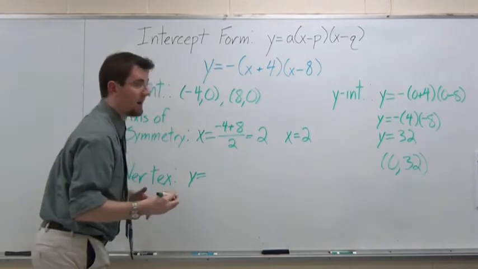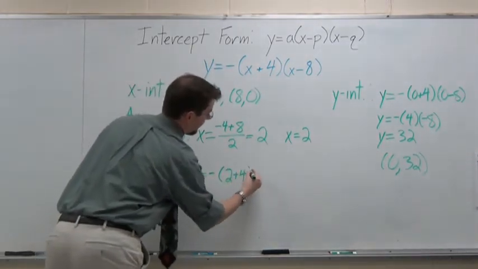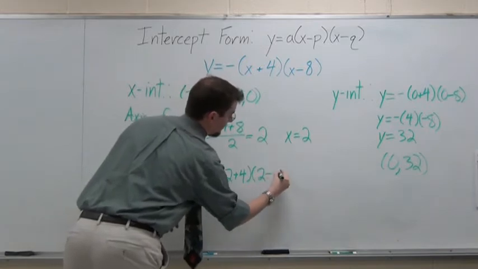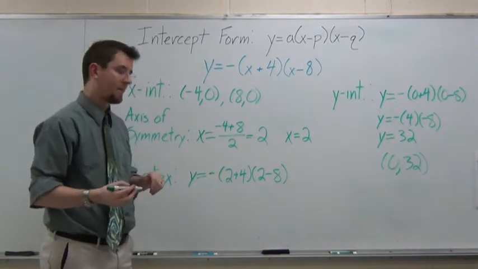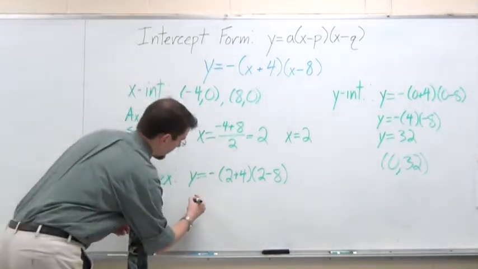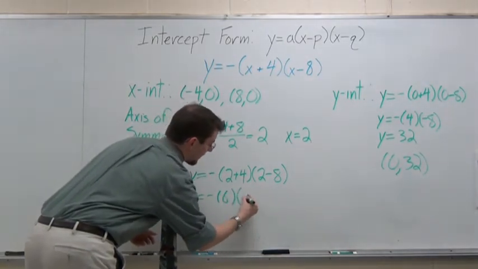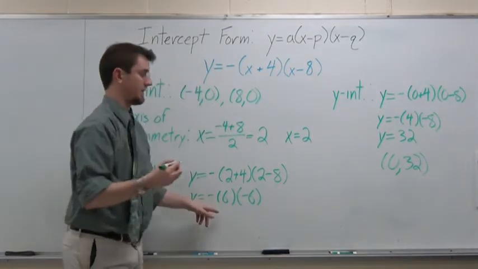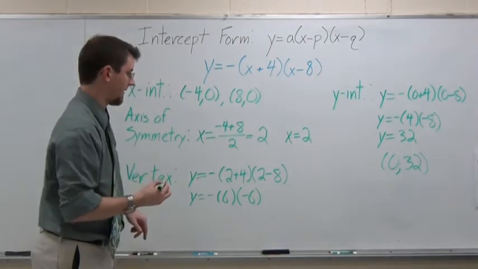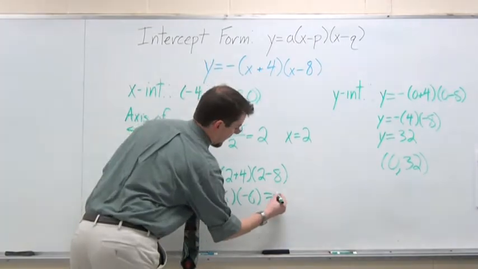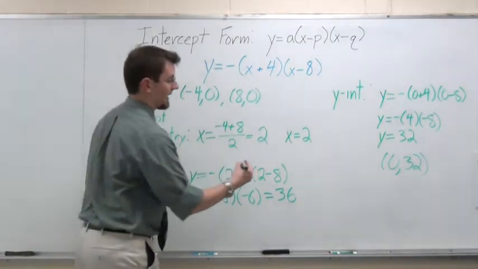So my y value is going to be negative 2 plus 4 times 2 minus 8. So I just plugged in 2 for x, and then I'm going to go ahead and evaluate it. And so negative 6 times negative 6. So if you go ahead and figure that out, that ends up being positive 36.